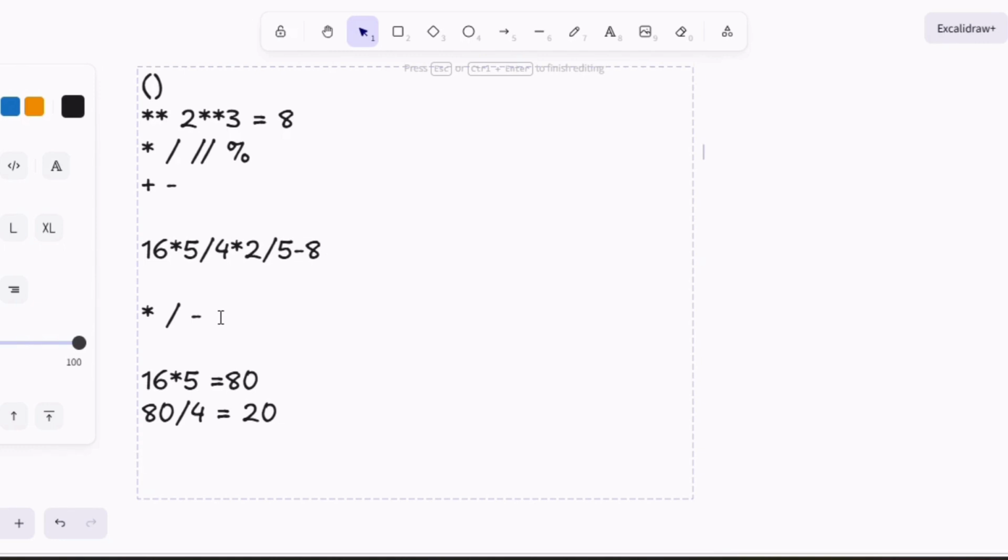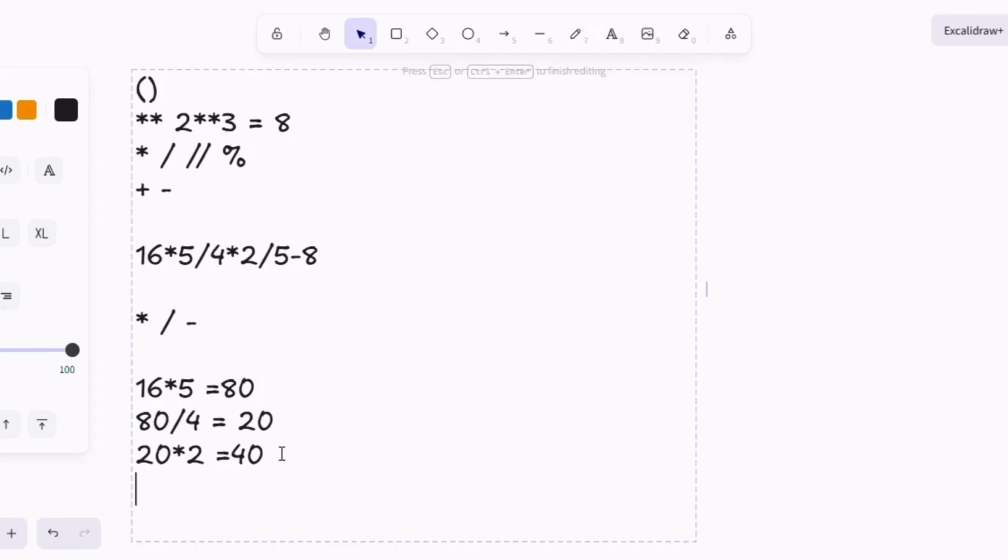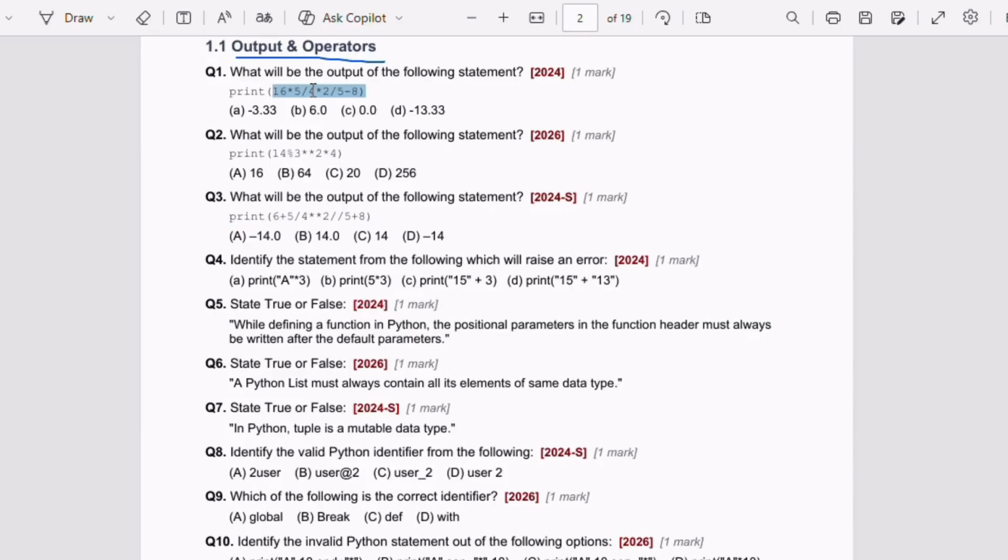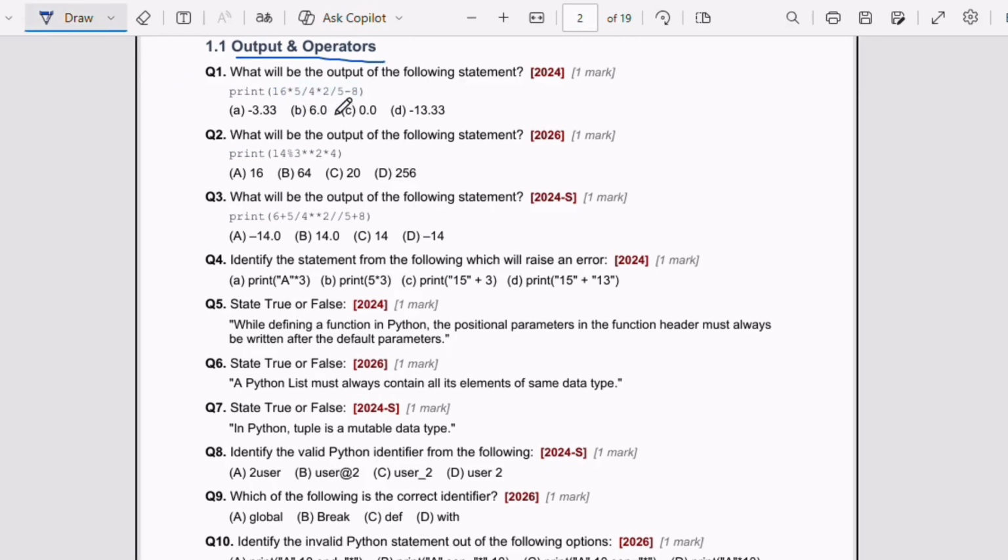Okay. Now we'll do 20 multiplied by 2, which will give us 40. Next we have 40 divided by 5, which will give us 8. Now the last, 8 minus 8, which will give us 0. So our answer here is 0. Correct? Okay. Next. Moving on to the next question.